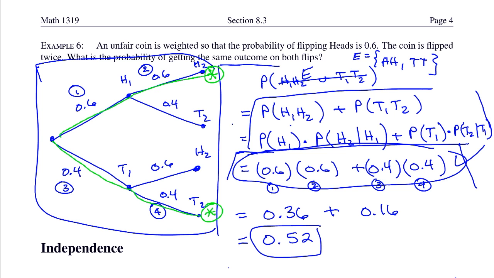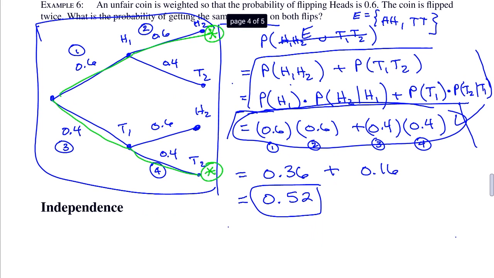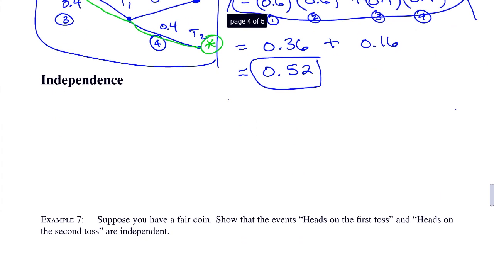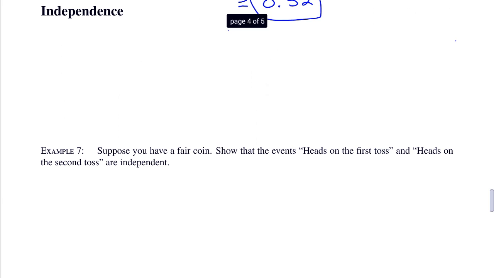That is what I'll expect you to do on the test. Okay? So it would be 0.6 times 0.6, 0.4 times 0.4, and then you add those results up. What you have to be careful about is picking the right endpoints to add up. Question? All right. So you'll see some problems like that on your homework. Let's talk about independence.